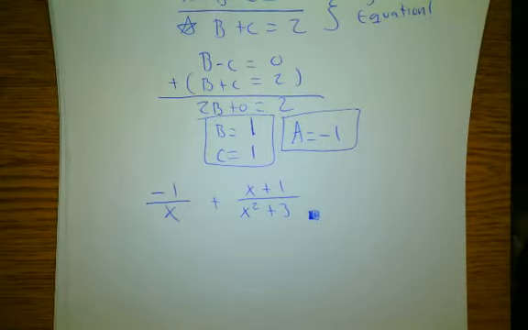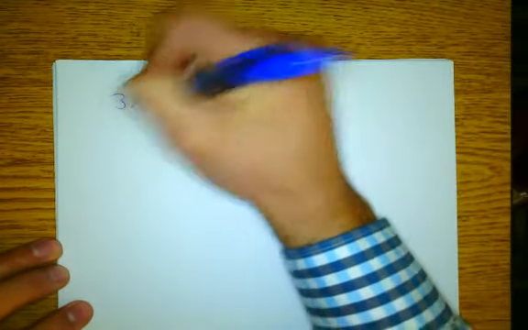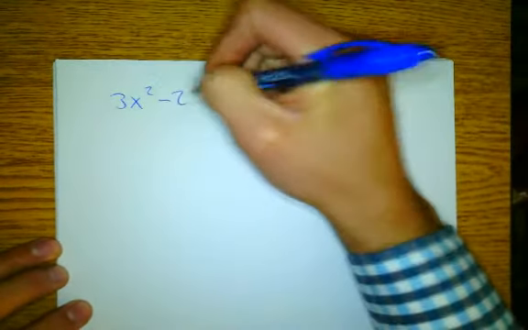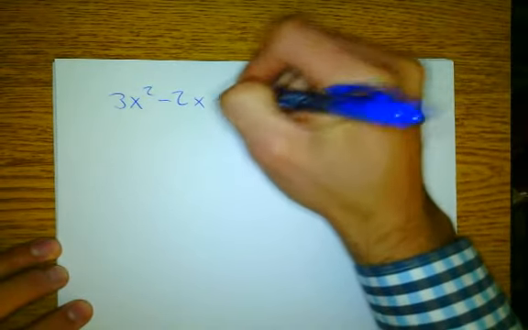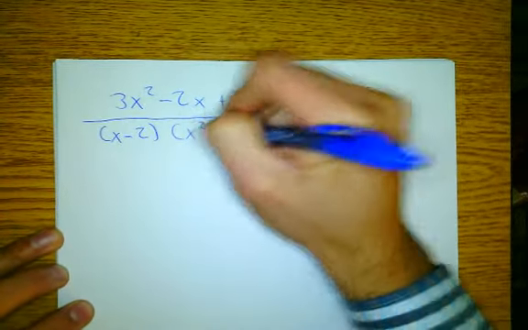We're good? So I want you to try this one on your own. If you're watching the video, please pause as needed. 3x squared minus 2x plus 2 over x minus 2 times x squared plus 1.